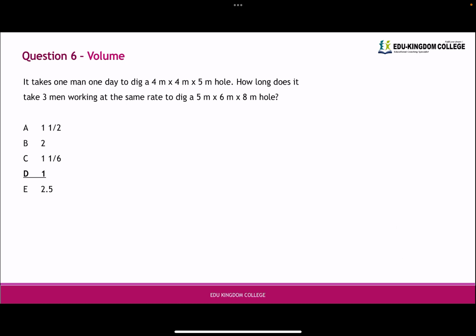So question 6, if we have one man in one day, he digs a 4x4x5, so that's 16 times 5, which is 80 meters cubed. So that's our volume. How long does it take 3 men to dig? So 3 men equals how long to dig 5x6x8, which is 240 meters cubed. So it's 3 times the volume, but it's also 3 times the number of men. So it's going to take the same amount of time.